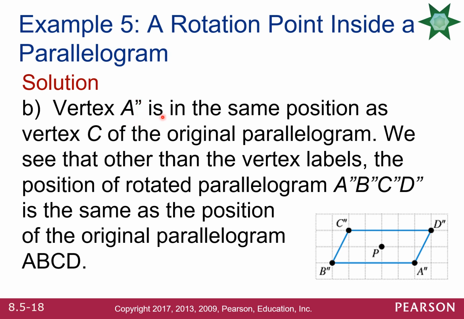Vertex A double dash is in the same position as vertex C of the original parallelogram. So let me just quickly draw the original parallelogram. Then this is how it looked. In the original parallelogram that we have been rotating, A was here, B was here, C was here, D was here, right? So what happens now when we rotated it 180-degree counterclockwise, we see that other than the vertex labels, the position of rotated parallelogram, A dash, B dash, C dash, and D dash is the same as the position of the original parallelogram A, B, C, D.